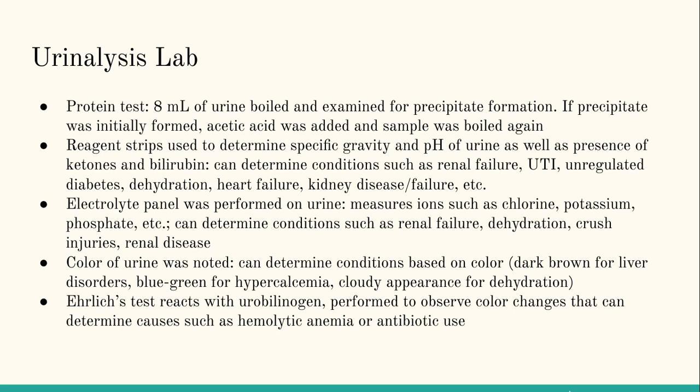The color of the urine was also noted. The color can determine whether conditions are present based on the actual color or appearance of the urine itself. For example, liver disorders will often make the urine turn dark brown. Hypercalcemia will make the urine turn blue-green. Dehydration can make the urine appear cloudy. And an Ehrlich's test reacts with urobilinogen, and this is performed to observe color changes that can determine causes such as hemolytic anemia or antibiotic use, which can affect the levels of urobilinogen in the urine.